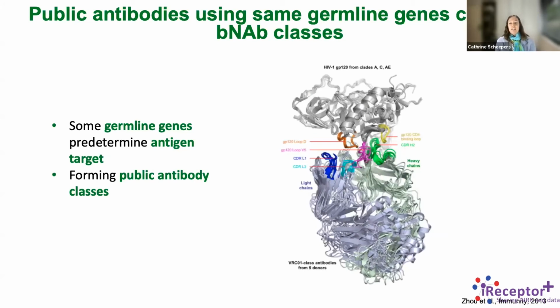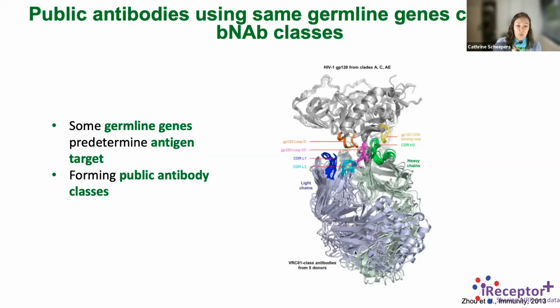So I said at the beginning, how do germline genes help with disease responses? Some germline genes predetermine your antigen target. This is especially so if there are particular motifs within the germline that are important for binding. And these antibodies essentially form what we call public antibody classes. And this is what I'm showing here.